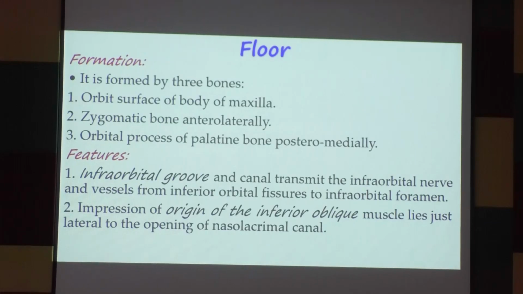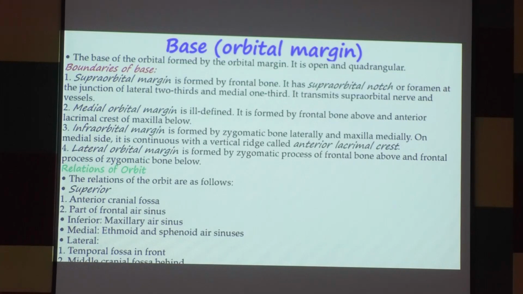Okay. Now we go to the base or orbital margin. The base of the orbit is formed by the orbital margin. It is open and quadrangular. What are the boundaries? Supraorbital margin, medial orbital margin, lateral orbital margin, and infraorbital margin. So what are the structures forming these?